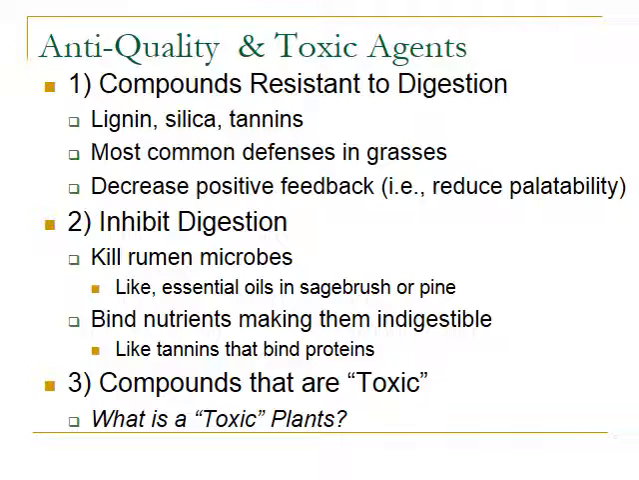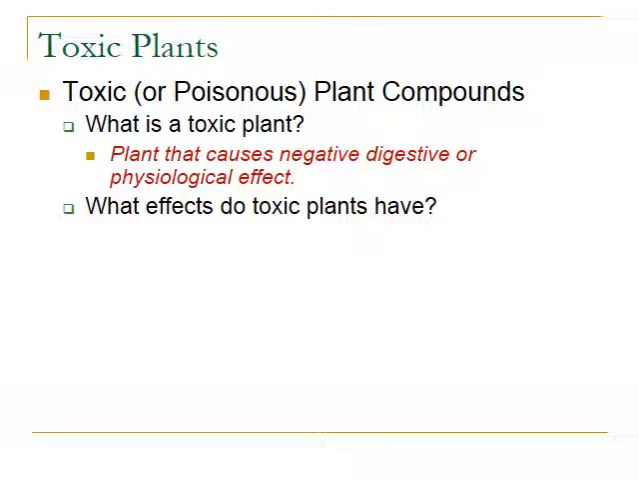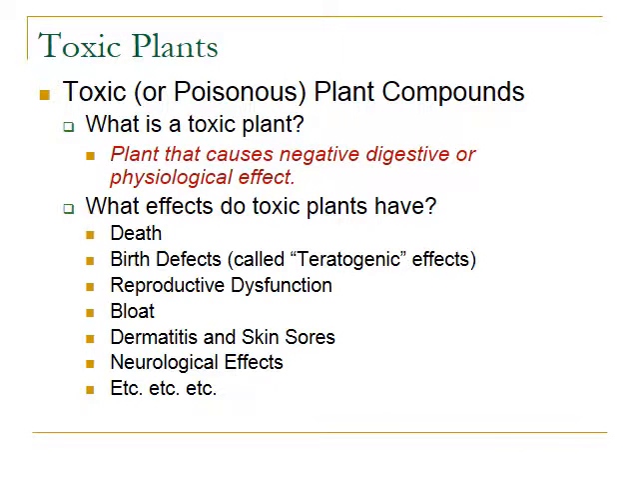The last set of compounds would be those that we actually call toxic, that have detrimental effects on animals. For me, when I talk about toxic or poisonous plant compounds, I'm talking about plant compounds that cause negative digestive or physiological effects. So they do more than just reduce digestibility. They actually have negative effects on the animal. Those negative effects range widely. They can be death. They could have effects like birth defects.